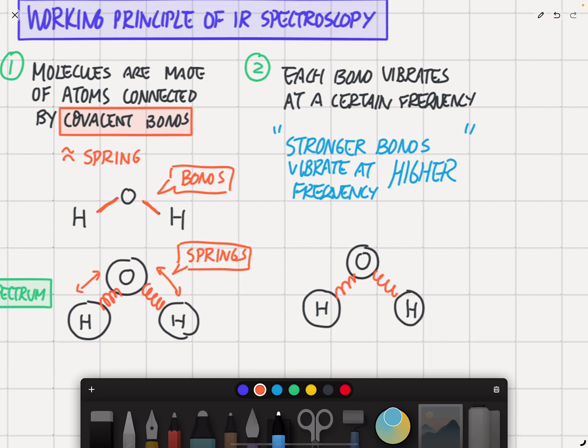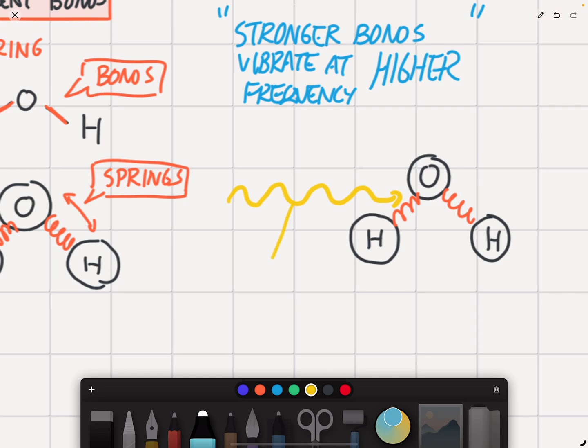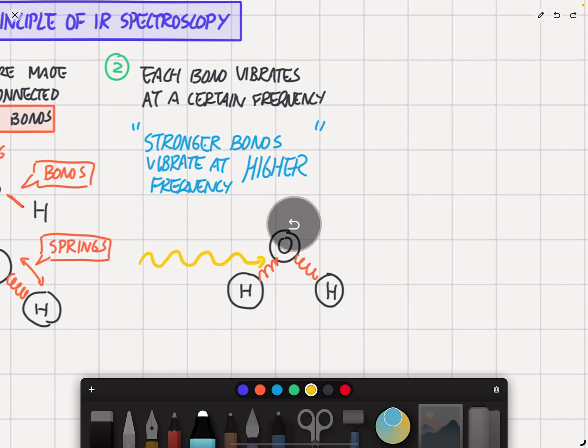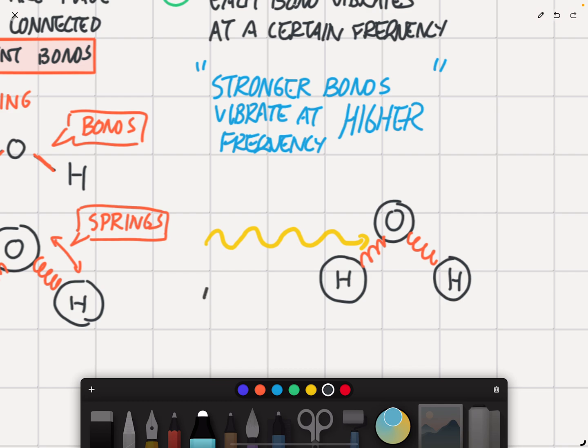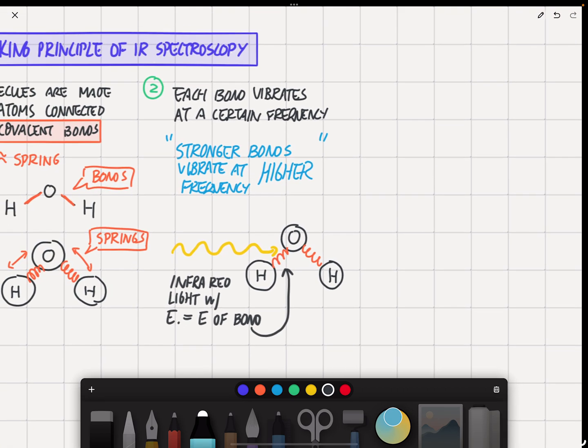So if we supply these bonds with a particular infrared light with the right amount of energy, this is the third point. If an infrared light, this yellow wavy line here represents infrared light, has energy exactly equal to the energy of the bond, and it becomes absorbed by the bond, the molecule will vibrate even more intensely, okay?